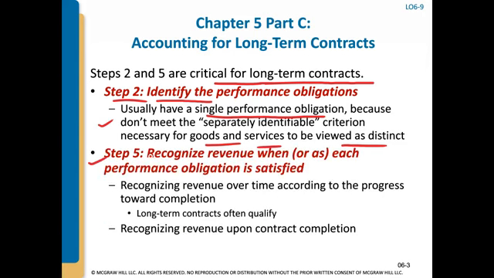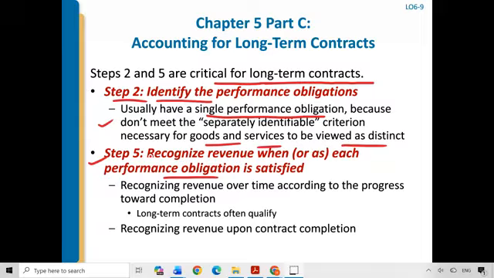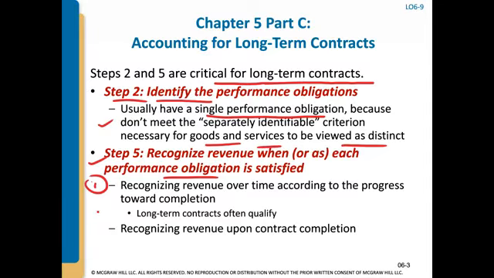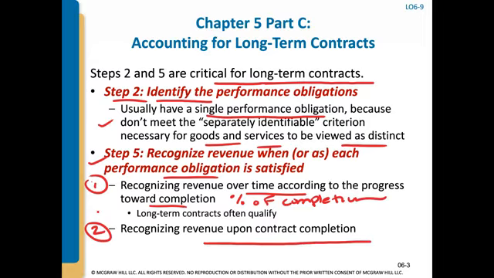So the other issue with long-term contracts is recognizing revenue as each performance obligation is satisfied. When we're talking about long-term contracts, there are 2 different ways to recognize revenue. One of them is you recognize the revenue over time according to the progress toward completion, and there's certain criteria that need to be met in order to qualify for this. This is called the percentage of completion method, and most contracts qualify for that. The second way is recognizing the revenue upon contract completion, which is probably not preferable to most companies.